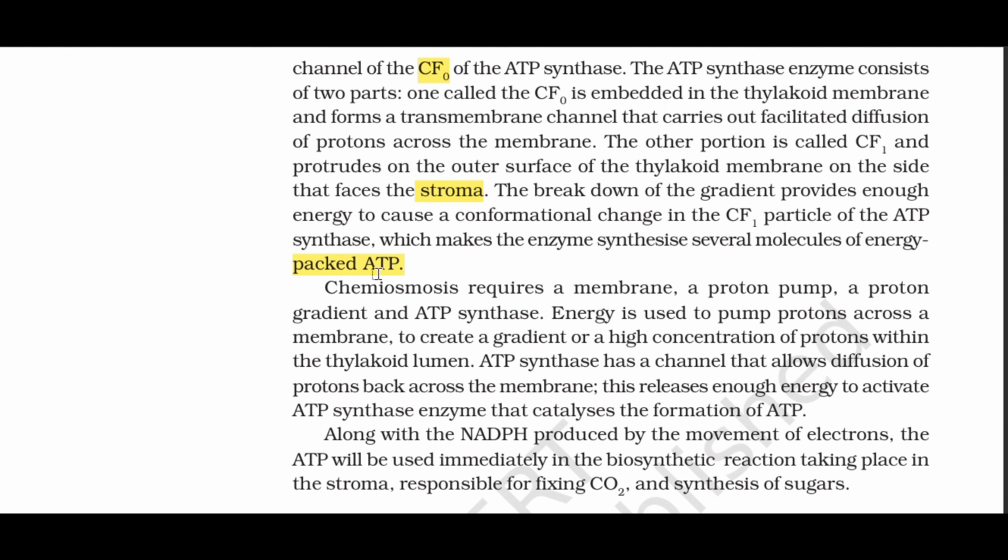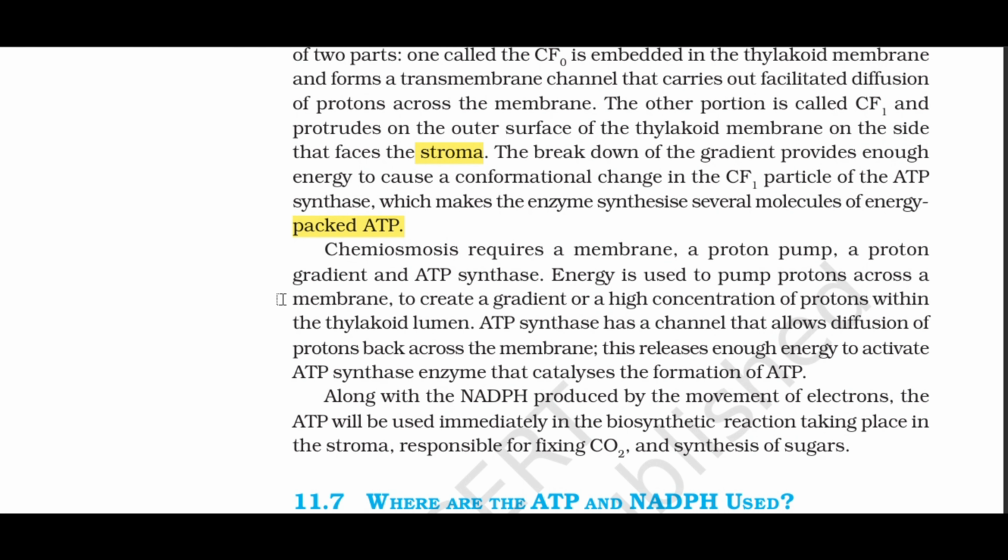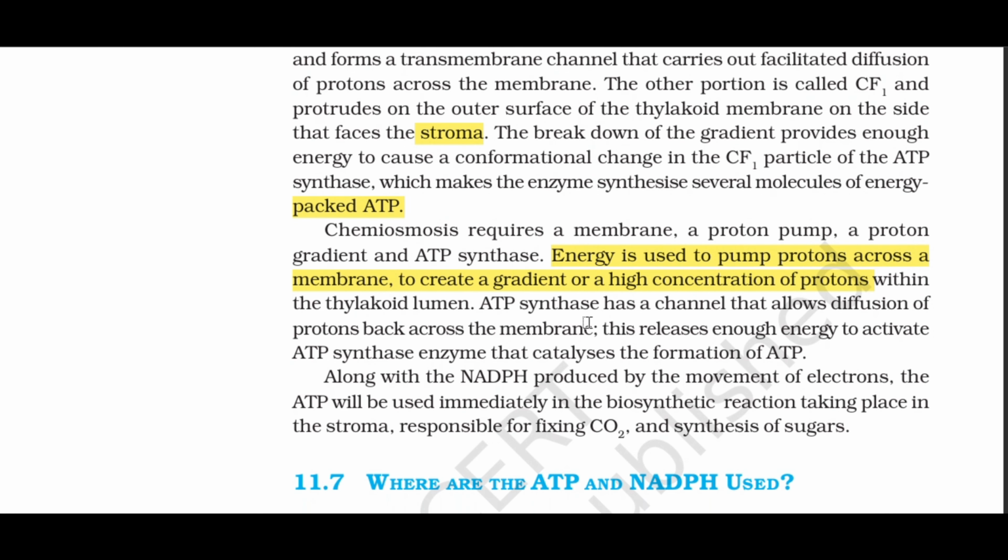Chemiosmosis requires a membrane, a proton pump, a proton gradient and ATP synthase. Energy is used to pump protons across a membrane, to create a gradient or a high concentration of protons within the thylakoid lumen. ATP synthase has a channel that allows diffusion of protons back across the membrane. This releases enough energy to activate the ATP synthase enzyme that catalyzes the formation of ATP.